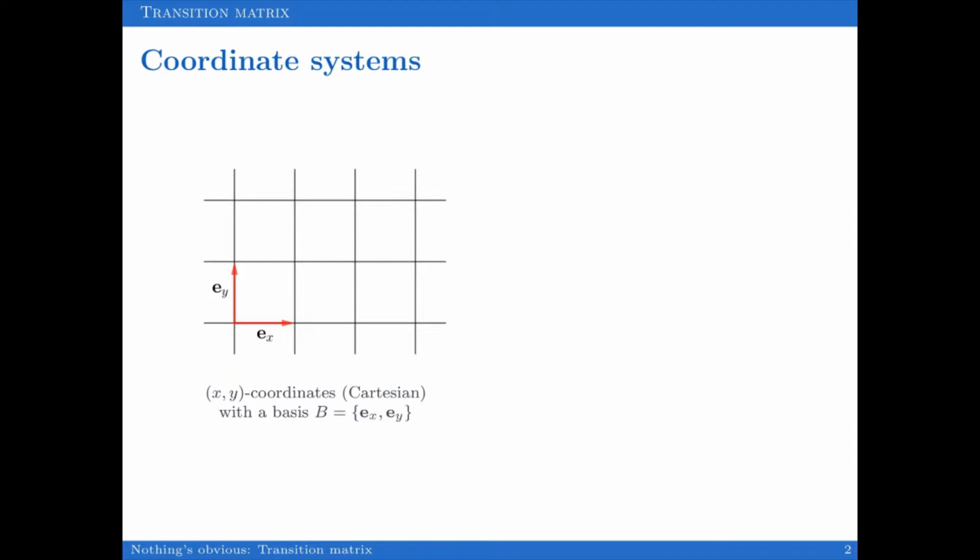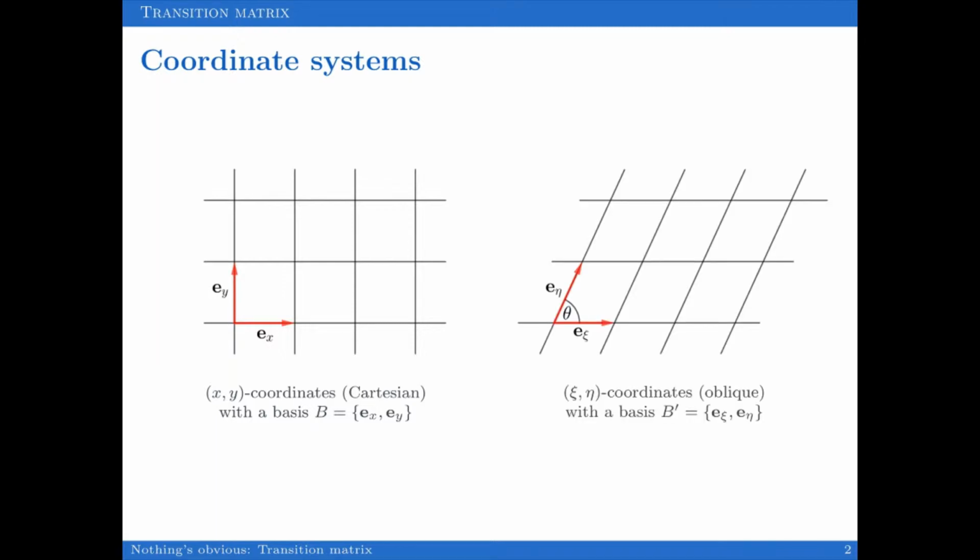And if we would like to change this coordinate to another coordinate system called the psi-eta coordinates with the basis B prime, which contains e_psi and e_eta as the basis vectors, we call this kind of coordinate system an oblique coordinate. And how can we change the coordinate system?